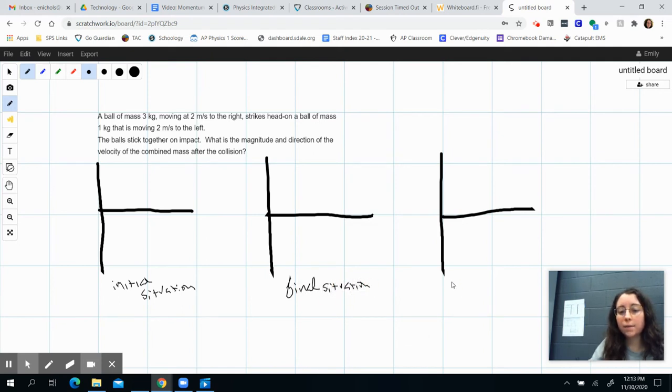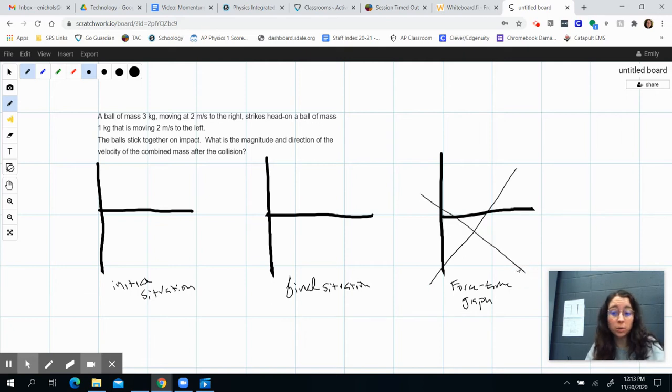And this is a force time graph, which there's no information on force. There's no questions about impulse or anything like that. So we're actually not going to use this graph this time because we don't need to. Sometimes it comes in handy. Today it's not, so we're just not going to do it. Let's draw our initial situation.